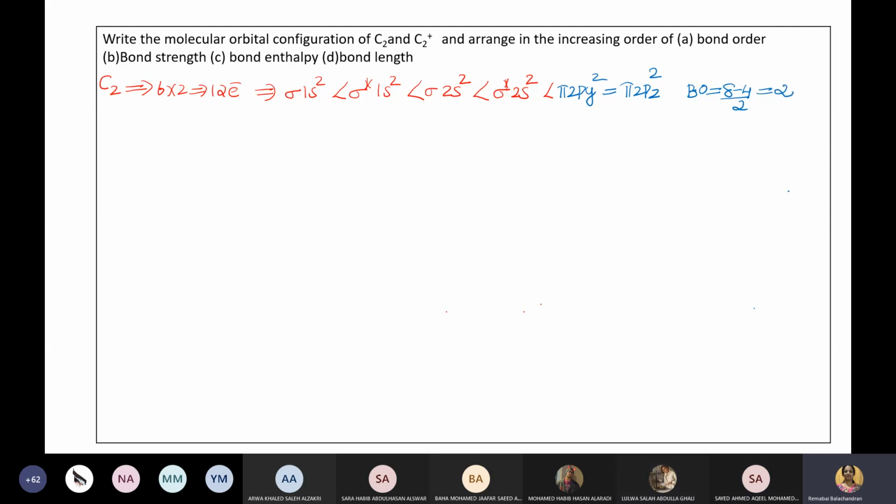Correct? Okay. So now C2 plus. C2 plus means it's a cation having a shortage of one electron. There is one electron less. So what can I write? 12 minus 1 is equal to 11 electrons. Did you understand?